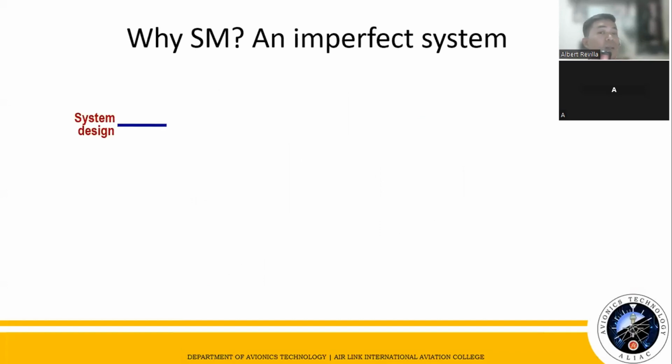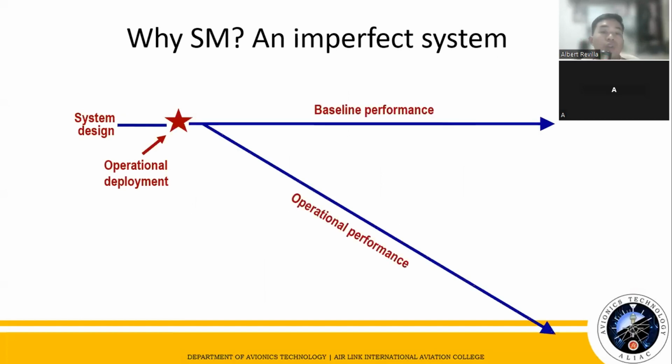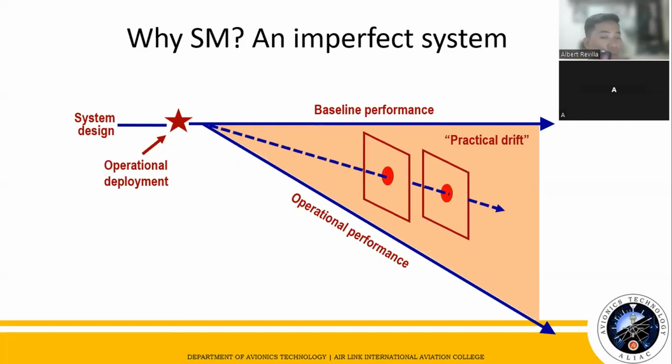Why safety management in an imperfect system? So ito nga sinasabi natin, when you have a system design, ito na yung pinaka-operational deployment ng isang organization, you will have your baseline performance, which is lahat okay, stable baseline performance. And then you will have your operational performance. So between your baseline and operational, nandito yung practical drift, which means nagkakaroon ka ng mga unpredicted scenarios or unpredicted failures happening in your organization. Ayan.